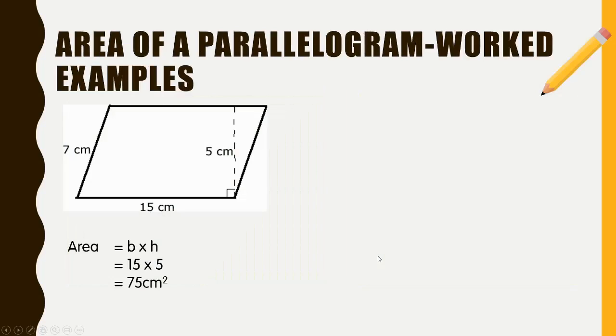Now, here's an example. We have 7 centimeters here, 15 centimeters here, and 5 centimeters here. Now, to work it out, we needed the base times the height. Remember, I said it had to be right angles, so here's our right angle showing the distance. So we know it's got to be this one and this one. We can forget this 7 centimeters. So we have base times height, 15 times 5, 75 centimeters squared.